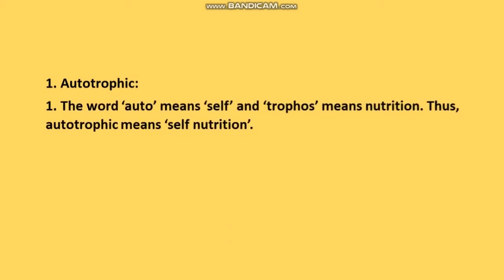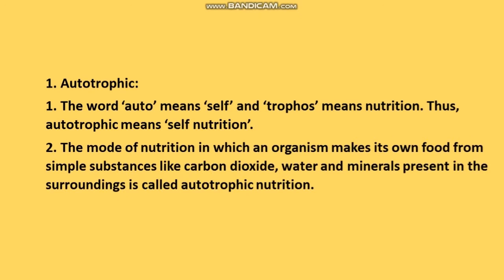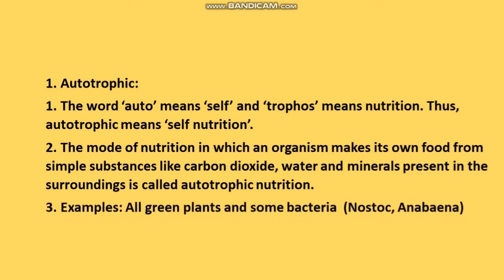Autotrophic. The word auto means self and trophos means nutrition. Thus, autotrophic means self nutrition. The mode of nutrition in which an organism makes its own food from simple substances like carbon dioxide, water, and minerals present in the surroundings is called autotrophic nutrition. Examples: all green plants and some bacteria like Nostoc and Anabaena.